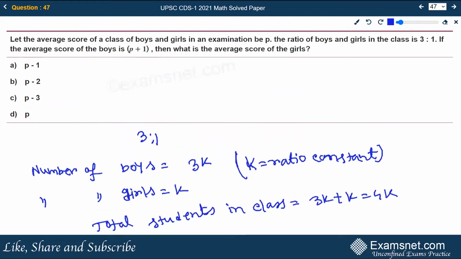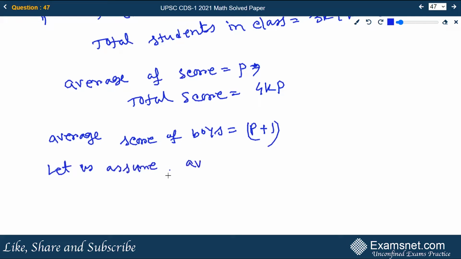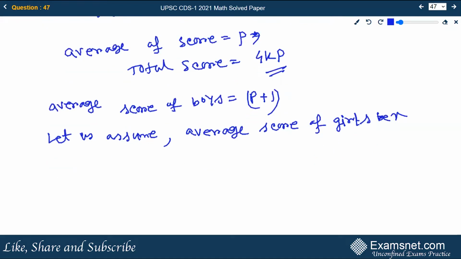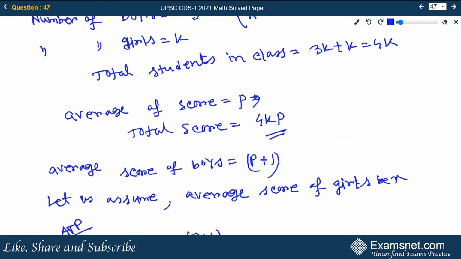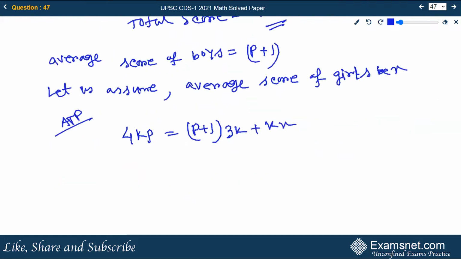And also the total score of the boys: average score of boys is given as P plus 1, right? Let us assume the average score of girls be X. So the total score of the boys and the total score of the girls all together will give us the total score of the class, that is 4KP, right? So according to the problem, we can write 4KP equals P plus 1 multiplied by number of boys, that is 3K, plus X multiplied by number of girls, that is K. So here KX.